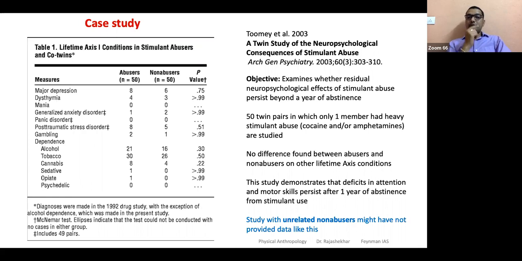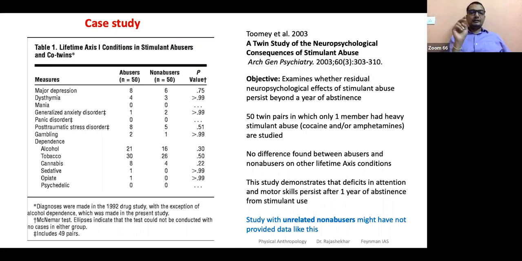Can it be because of the differences they have in their genes or environment, mainly your genes? How do you know that? Right? The study gets complex. You cannot simply prove it by comparing non-abusers with abusers, because inherently there are problems in them.